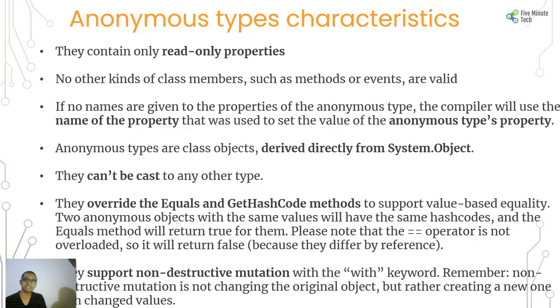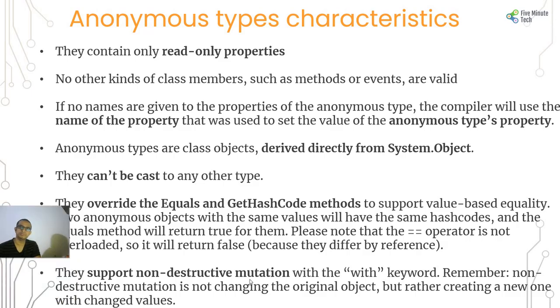They can't be cast to any other type, so you can't cast an anonymous type to a specific type. They override the Equals and GetHashCode methods to support value-based equality. So if you create two anonymous objects with the same values, they will have the same hash codes and the Equals method will return true for them. Whereas if you do a double equals, it will return false.